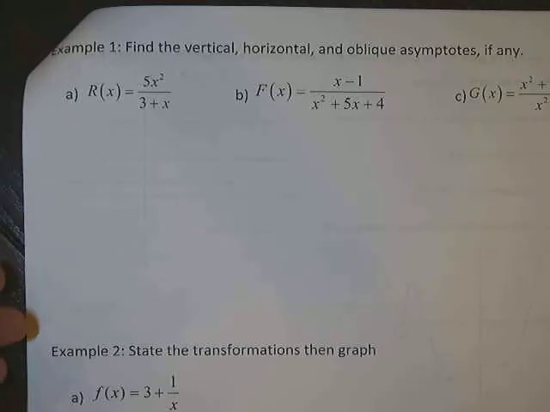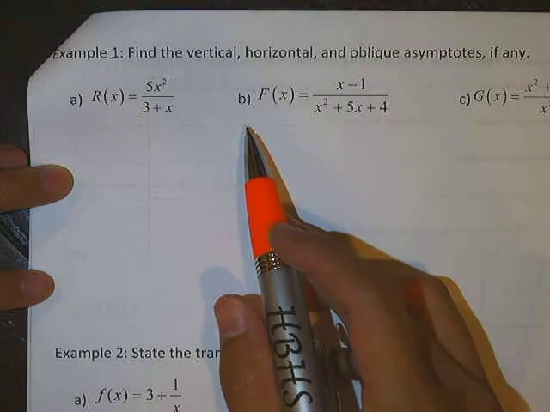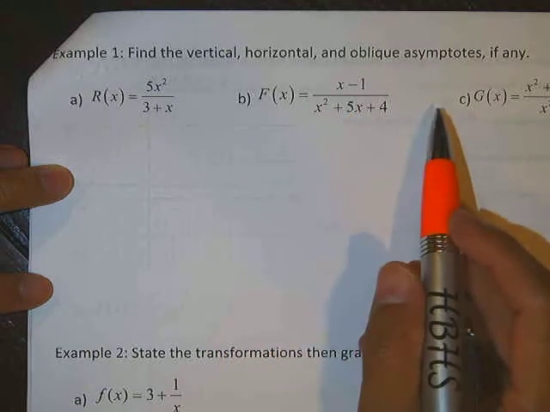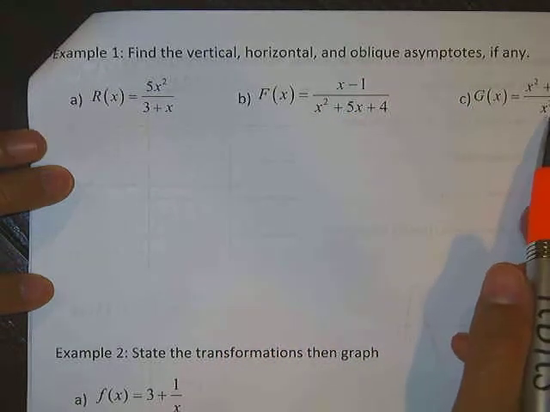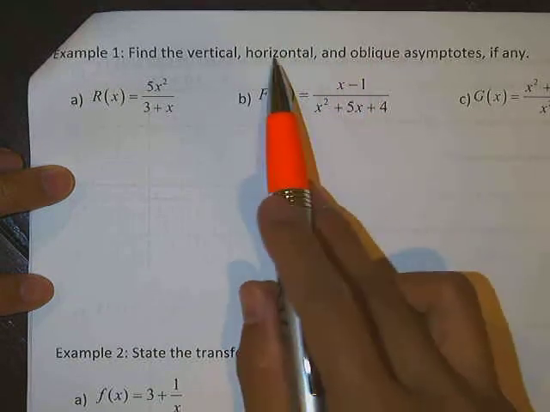Okay, so example 1. Find the vertical, horizontal, and or oblique asymptotes, if any. Okay, so if you have a horizontal, you're not going to have an oblique. So these two is one or the other.